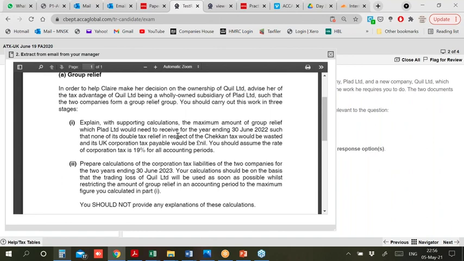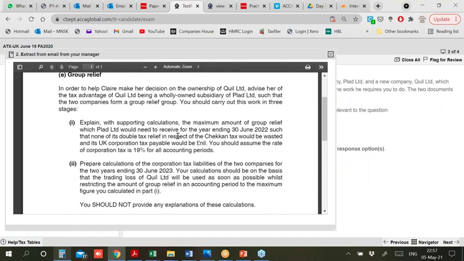Secondly, if there is any remaining loss even after surrendering to P Limited in the first year, the remaining loss should be relieved as soon as possible. Now, if you remember in yesterday's lecture, I told you that whenever the client says as soon as possible, carry forward is the last option. The good options to consider are, if there is a group, then try to surrender to the group companies that are making profit, or set off against your total income if you have other sources of income.